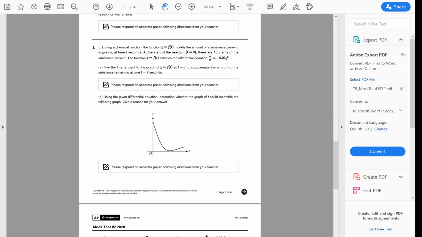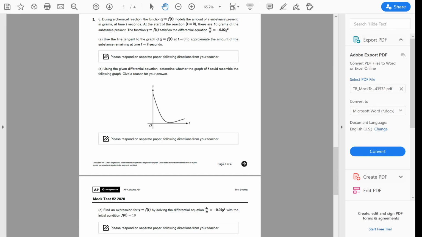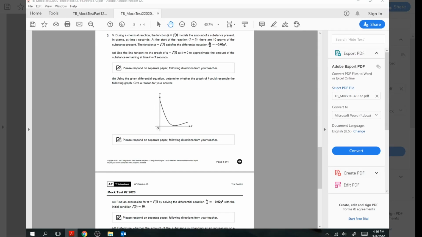All right. B says, using the given differential equation, determine whether the graph could resemble the following graph. This one has a very easy explanation. This is negative, which means the slope is always negative, because y squared is always positive, and it's multiplied by negative, so it's always negative. This graph goes up. So this is always decreasing. So this is trash. That was it. So that was a 1-pointer.